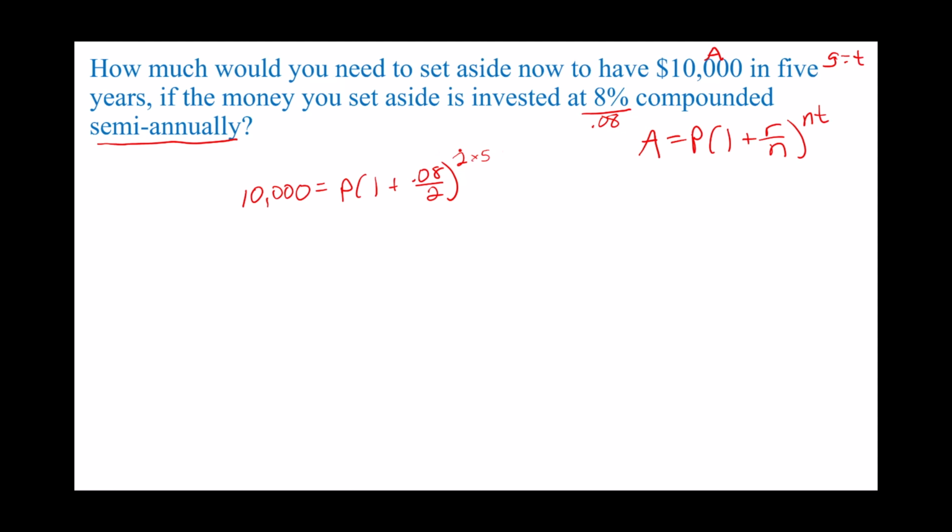Okay, so now to solve for P, I need to divide both sides of the equation by the 1 plus 0.08 over 2 to the 2 times 5. So I have 10,000 over 1 plus 0.08 over 2, all raised to the 10th power. 2 times 5 is 10, which was P. Put that in your calculator, and you should get 6,755.64. So $6,755.64 now, so that at the end of 5 years, you would have $10,000.